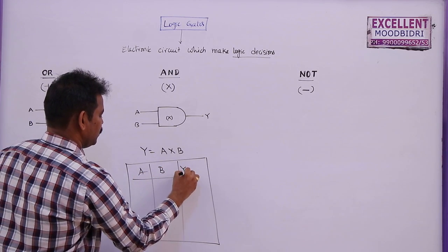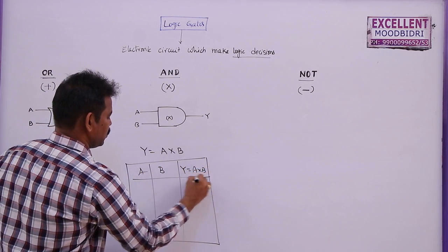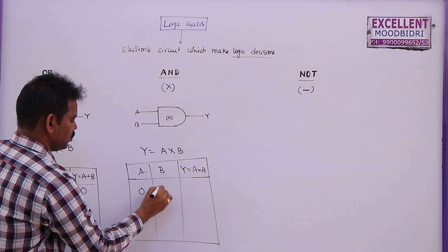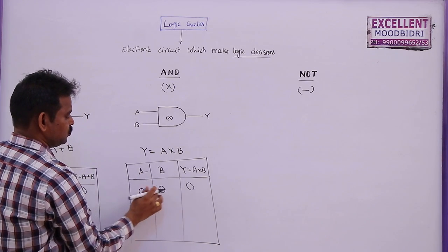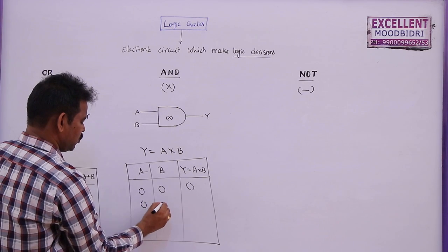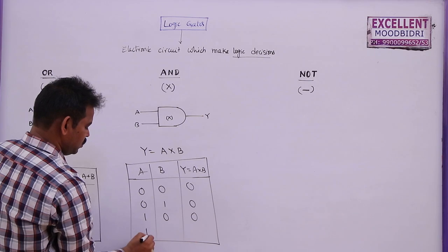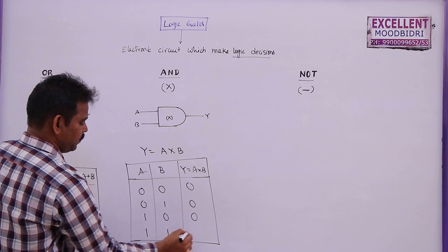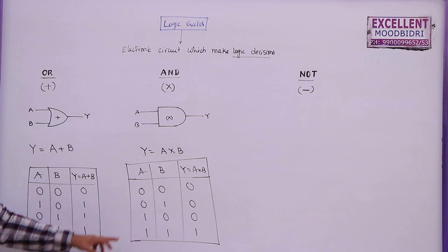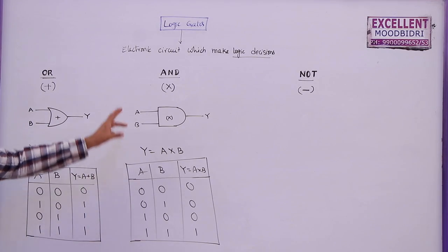A, B, Y is equal to A cross B. So this is 0 and 0. The product of these two, 0 into 0, is 0. 0 and 1 will be 0. 1 and 0 is also 0. If both our inputs are high, the output will be high. So this is the truth table for the AND gate.